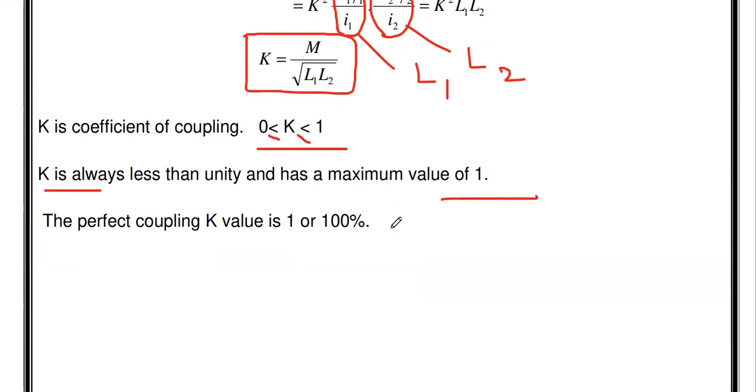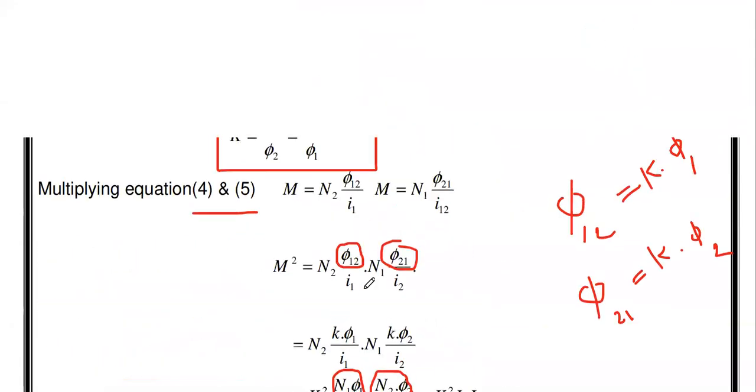If the coefficient of coupling is 1, that means perfect coupling. That is, 100% of the flux linkage is coupled from the first coil to the second coil. That is nothing but K. If the K value is 0.5, it means 50% coupling. If the K value is minimum, it is a loosely coupled circuit. If the K value equals 1, it is a tightly coupled circuit. So this is about the coefficient of coupling.